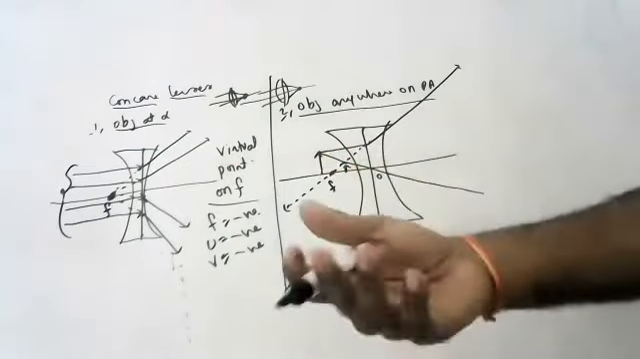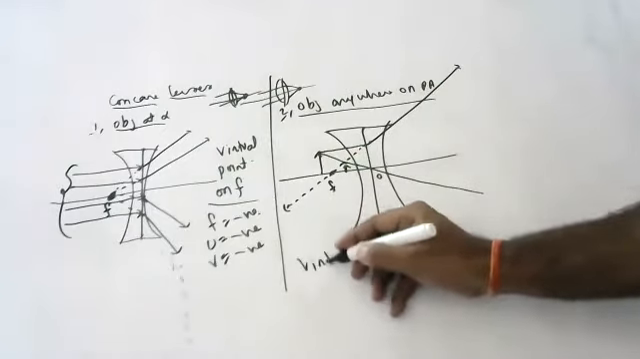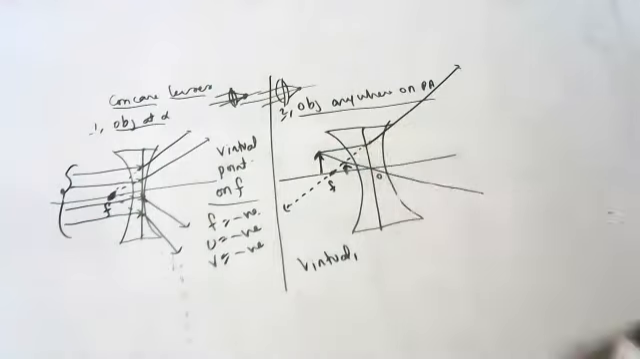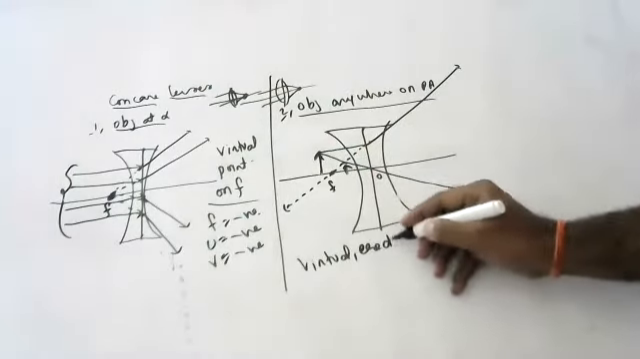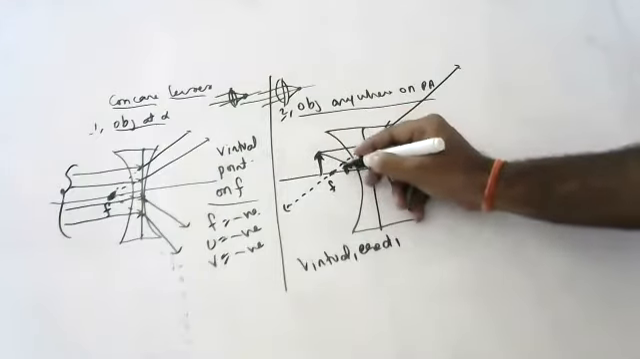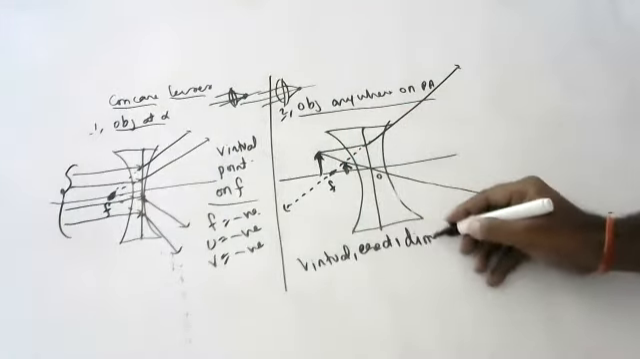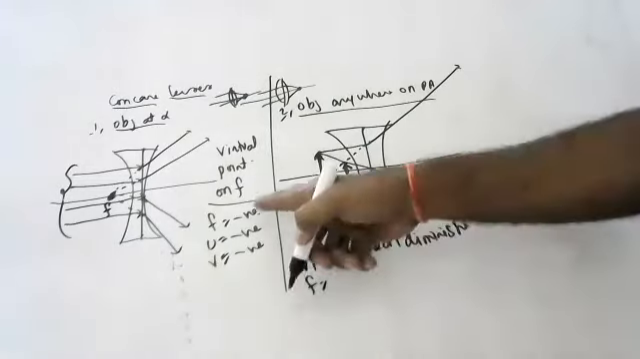What type of image, anyone? Object and image on the same side. Virtual. Virtual. Children, this is also up. That type of image is called? Erect. Very good. Erect. Children, this is big, this is small. So this is called? Small means? Diminished. Diminished.